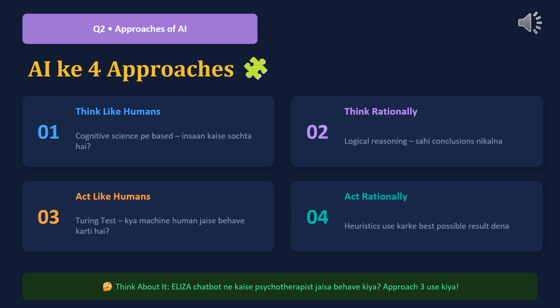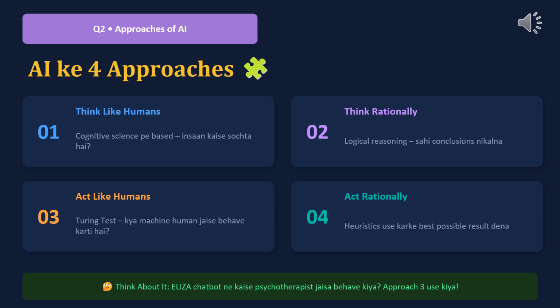Slide 3. 4 approaches of AI. There are 4 major approaches to artificial intelligence. The first is thinking like humans, which focuses on understanding how people think and learn. The second is thinking rationally, where machines use logic to reach correct conclusions. The third is acting like humans, where machines try to behave similarly to humans, such as chatbots that carry conversations naturally. The fourth is acting rationally, where machines aim to make the best possible decision in a given situation.